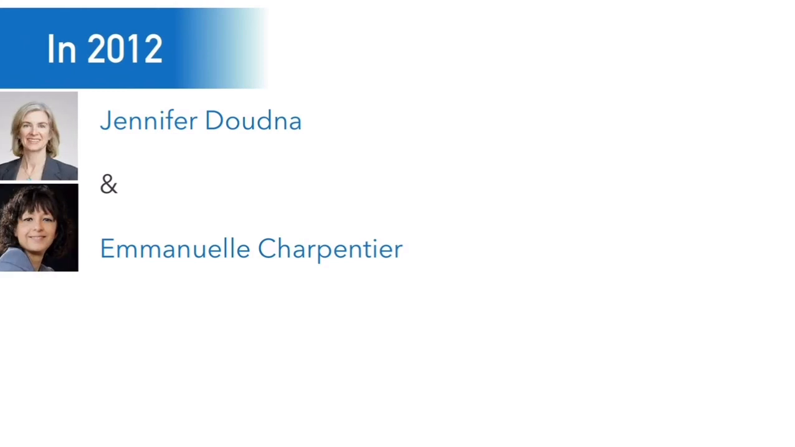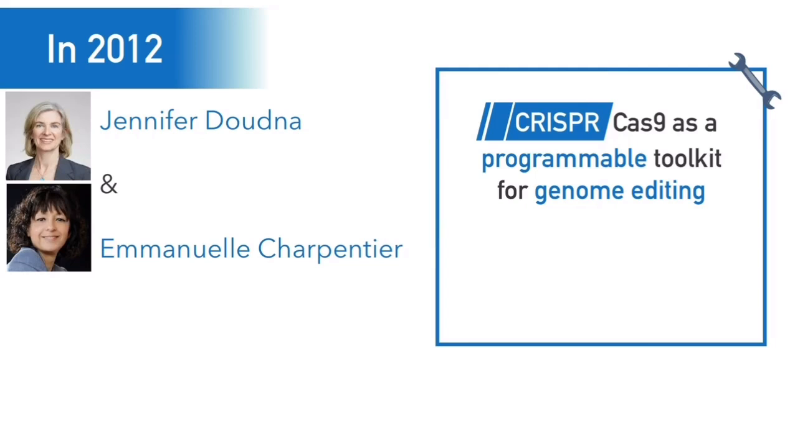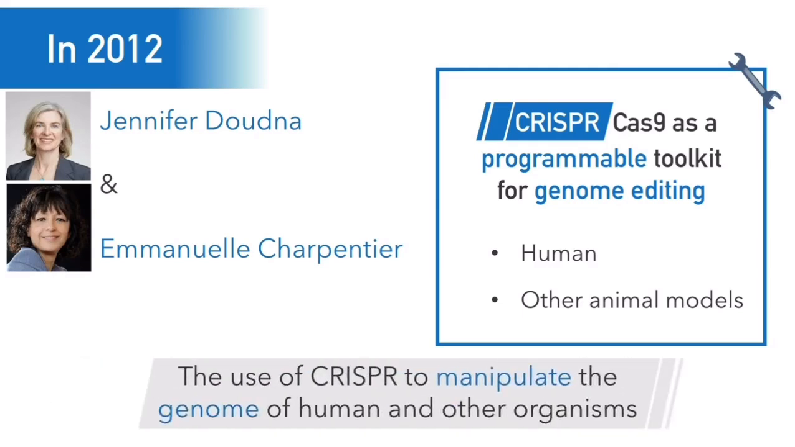In 2012, Jennifer Doudna, a molecular biologist from the University of California, Berkeley, along with French microbiologist Emmanuelle Charpentier, were the first to propose that bacterial CRISPR Cas9 could be used as a programmable toolkit for genome editing in human and other animal models. This brings us to another interesting section of the presentation, where I will discuss the use of CRISPR to manipulate the genome of humans and other animals.